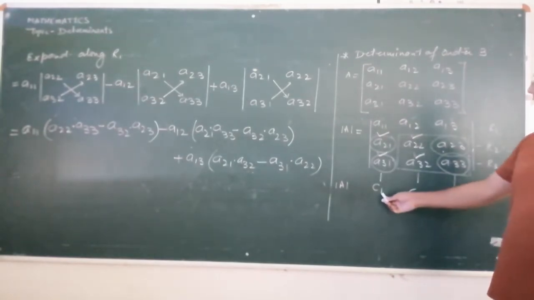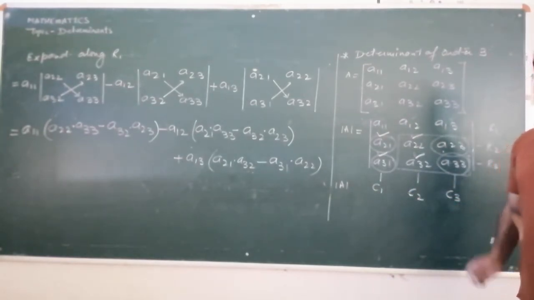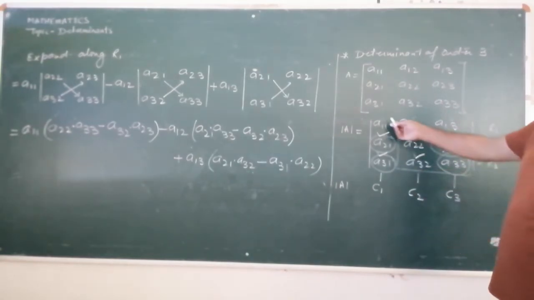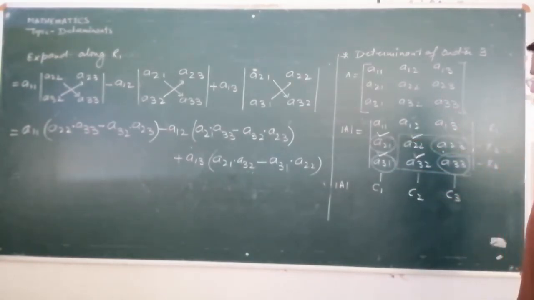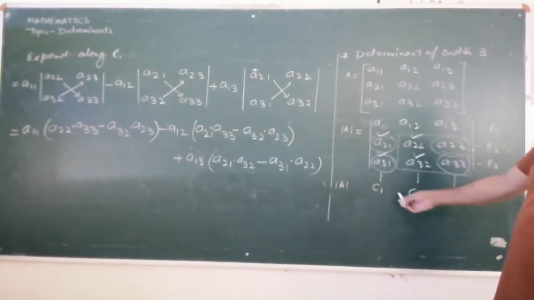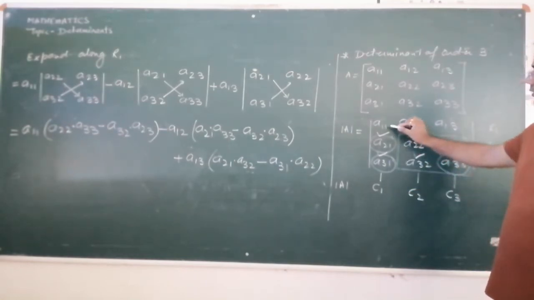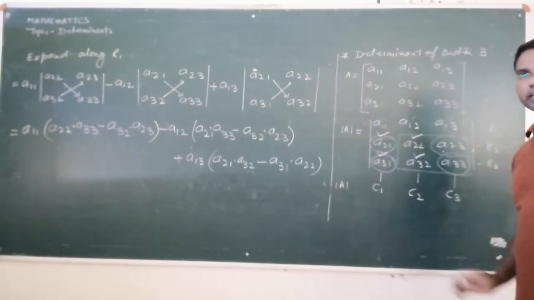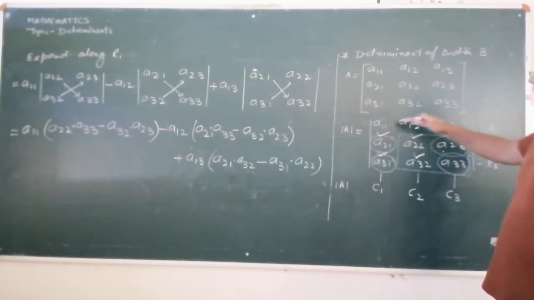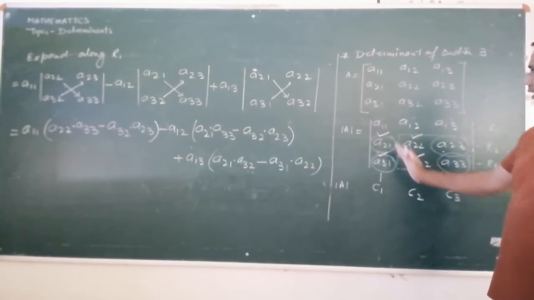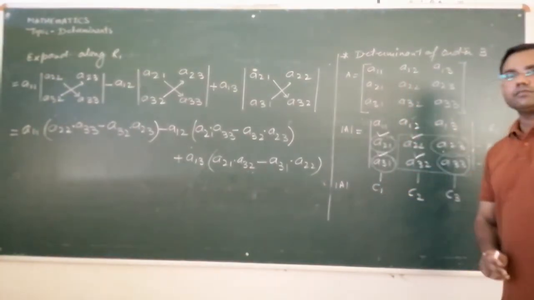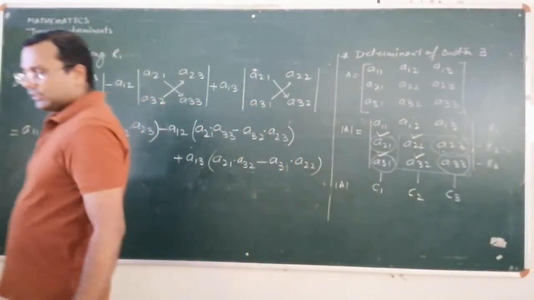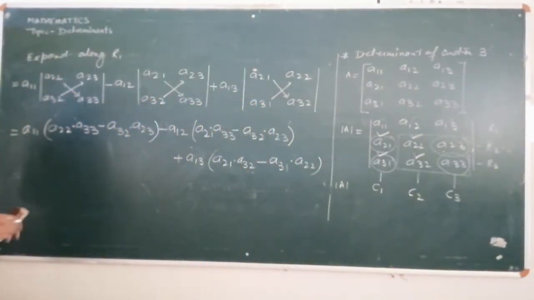Students, if you want to expand along the column, then also the procedure will not change. See what you will do. If you want to expand along the first column, then you will have to go vertically. Right now we are going along the row R1, and now we will go along the column C1. So the procedure is what I am writing here. See now, try to understand.